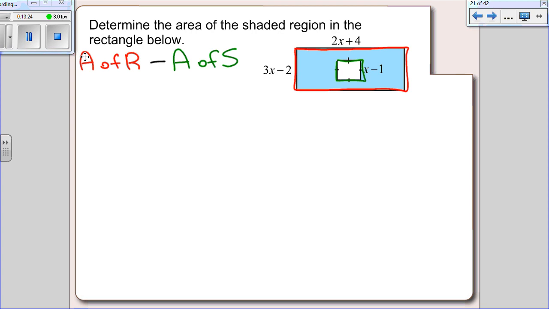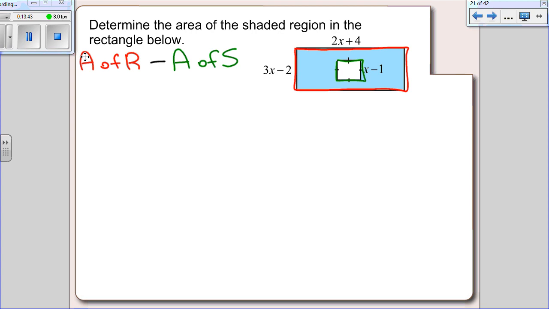Now, basically, you have like 3 separate questions, right? Question 1 is, you have to figure out area of this rectangle. Question 2 is, you have to figure out area of the square. And then question 3 is, you need to bring them together and separate them from each other. So we're going to do area of a rectangle first.